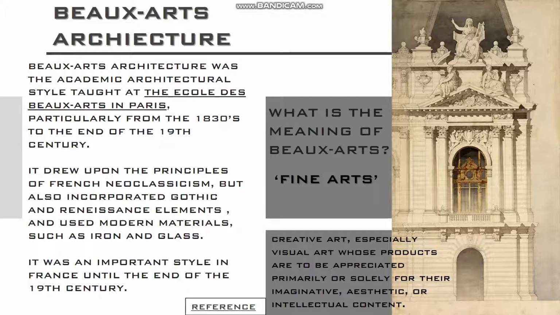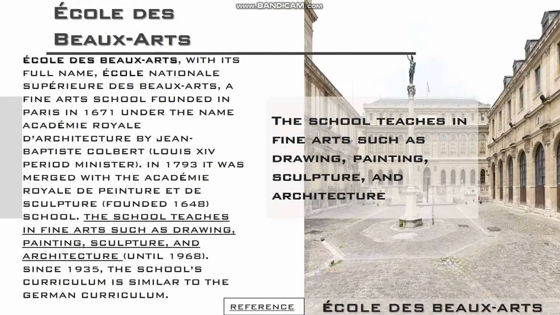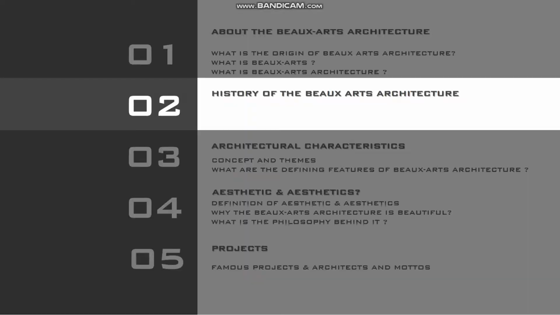So what is the meaning of Beaux-Arts? It basically means creative art, especially visual art, whose products are to be appreciated primarily or solely for their imaginative, aesthetic, or intellectual content. Called the Beaux-Arts, it is the cradle of Beaux-Arts style in architecture and city planning. The school teaches fine arts such as drawing, painting, sculpture, and architecture as well.